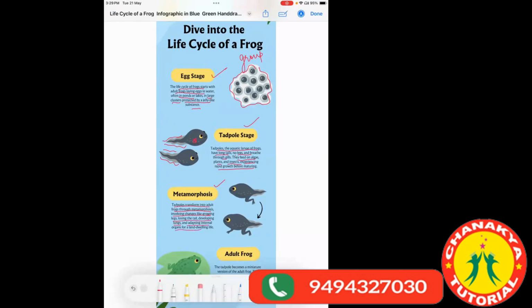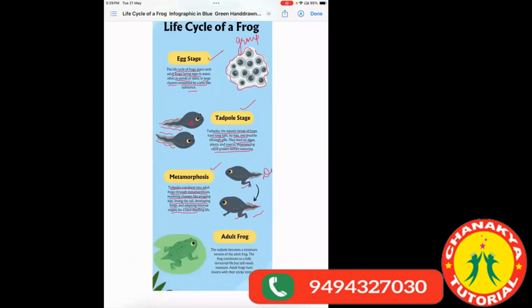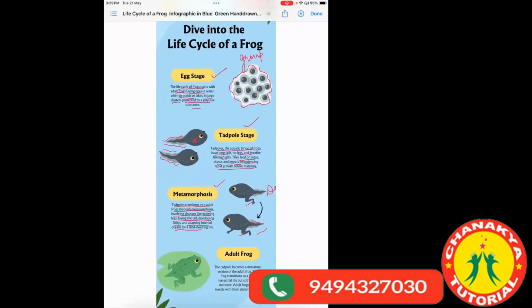So they will have certain changes in their body, like they will start growing the legs, as you can see in the picture. The legs are appearing. The tail will start to be lost now. Then they will start developing lungs. Developing lungs, losing the tail, growing legs, these are all sudden changes they will be getting in their body. And this process, when they undergo the changes, is called metamorphosis.